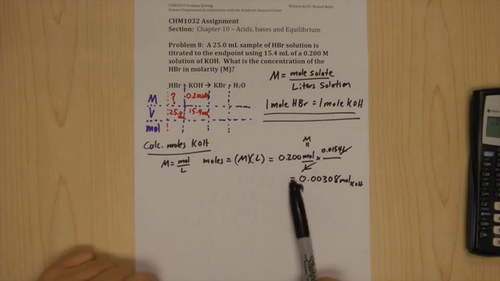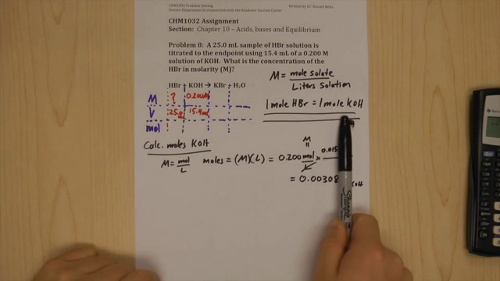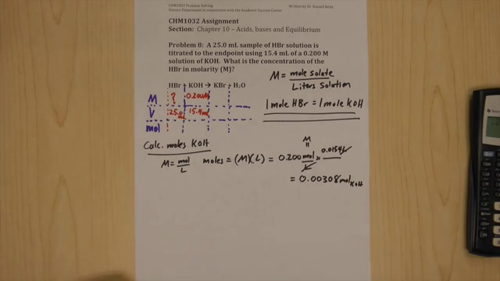So now, we know the moles of KOH. We can use this expression right there to determine the moles of HBr. All right?